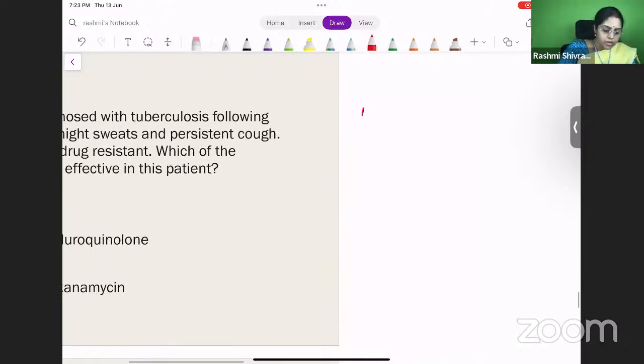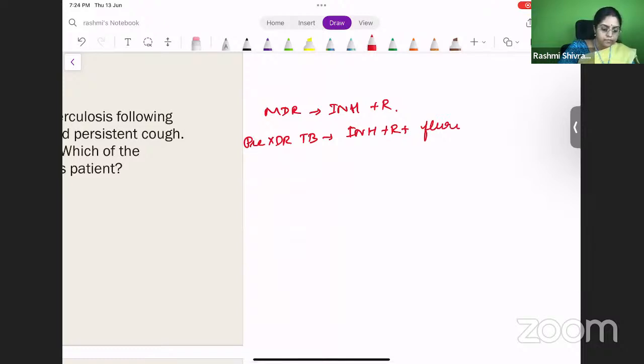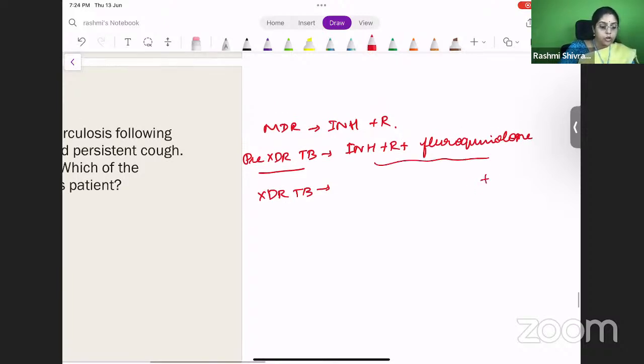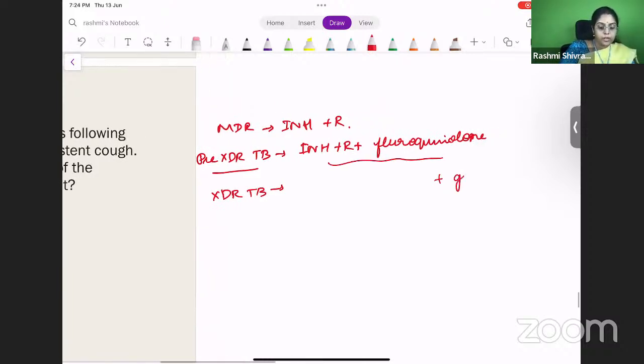So what do we say about multi-drug resistance? Multi-drug resistance is when the patient is resistant to both isoniazid and rifampicin. There is something called pre-extended drug resistance TB. In this, the patient is having resistance to INH plus rifampicin plus any one fluoroquinolone. This is called pre-extended drug resistance. What about extended drug resistance TB then? When do you have XDR TB? This is when you have all of these, and along with that, the patient is resistant to any of the group A drugs.